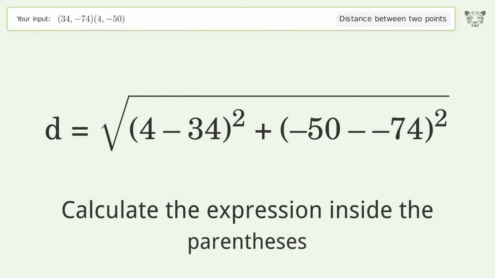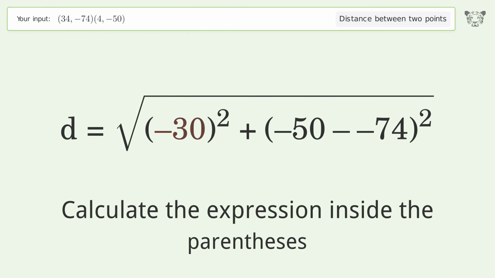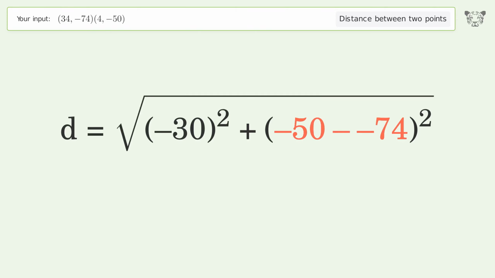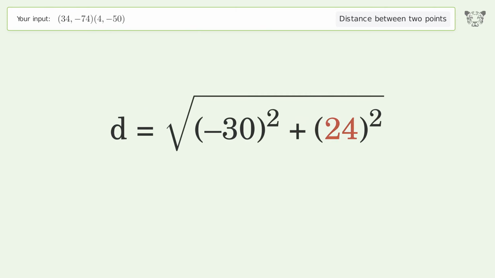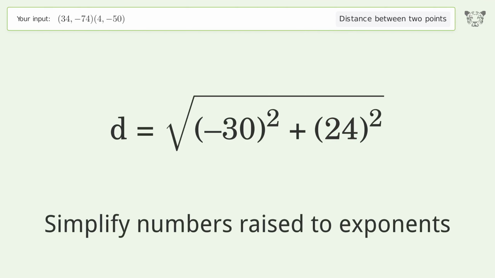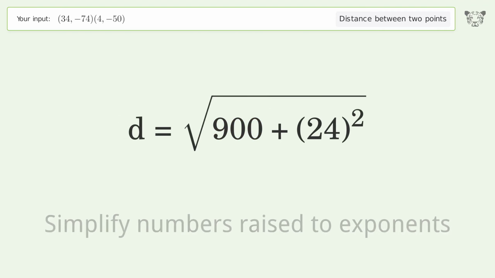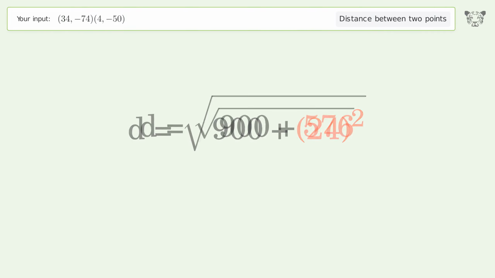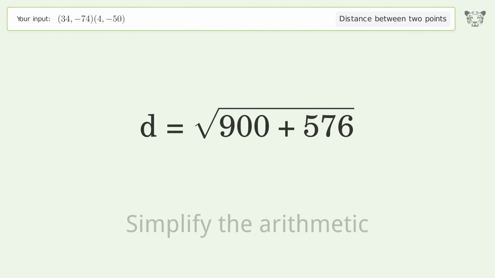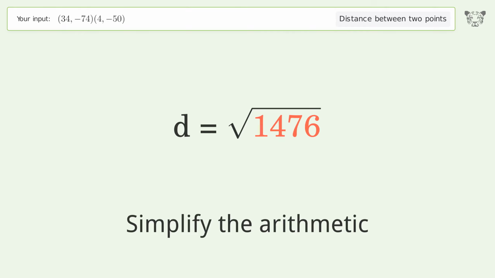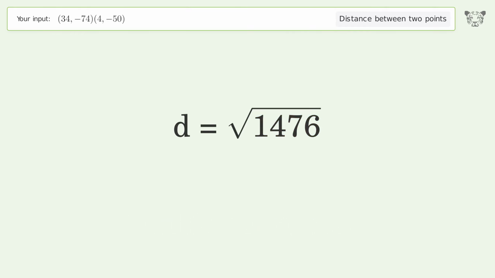Calculate the expression inside the parentheses. Simplify numbers raised to exponents. Simplify the arithmetic. And so the distance between the 2 points is the square root of 1476, or 38.419.